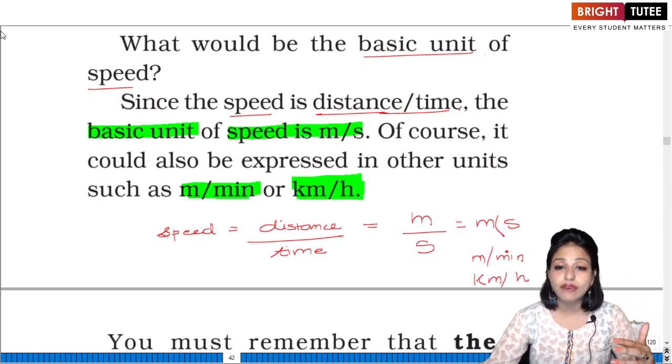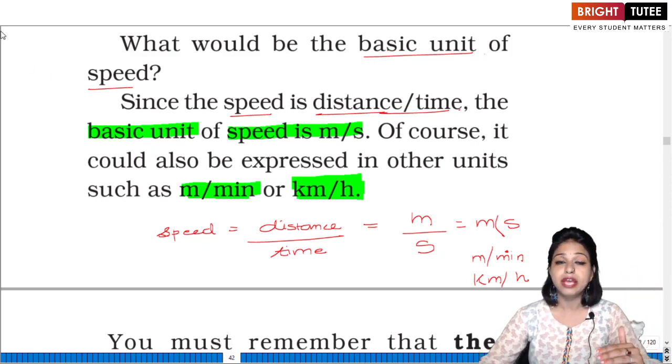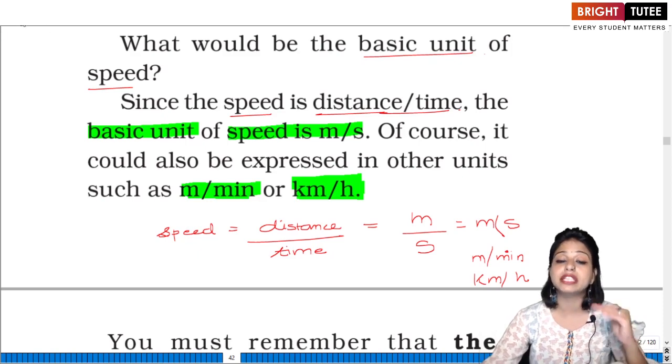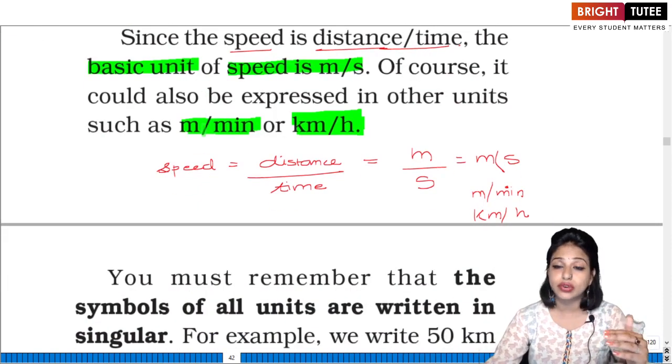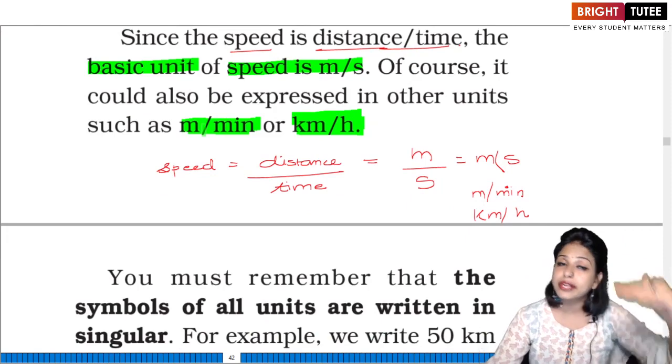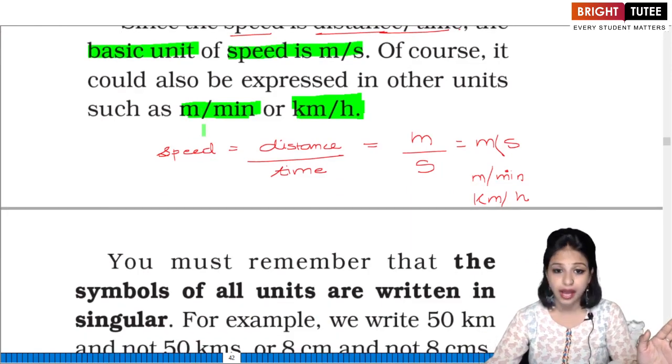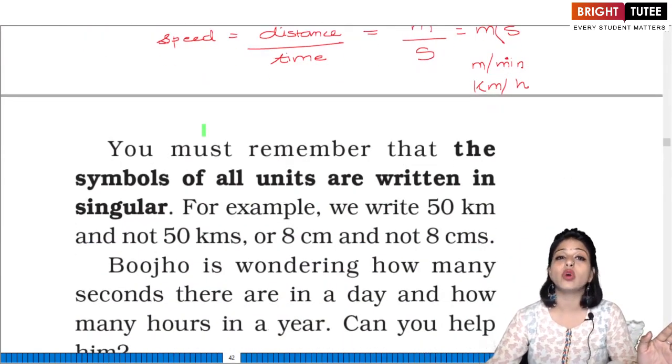So as we define the distances and the time, speed being the formula distance upon time gives us the unit as meter per second, meter per minute, or kilometer per hour. Let's go and understand what we do.